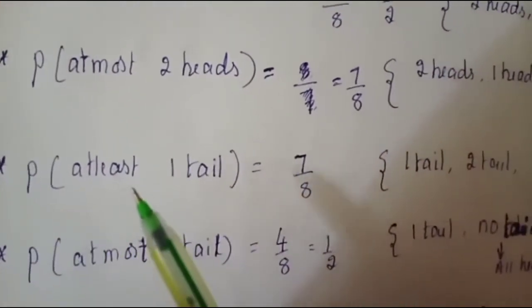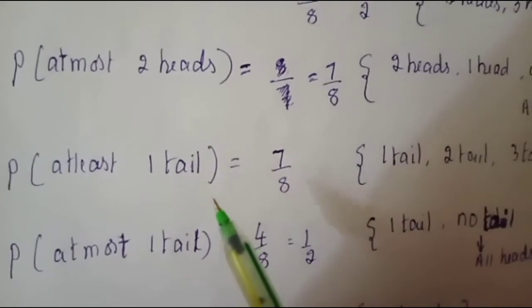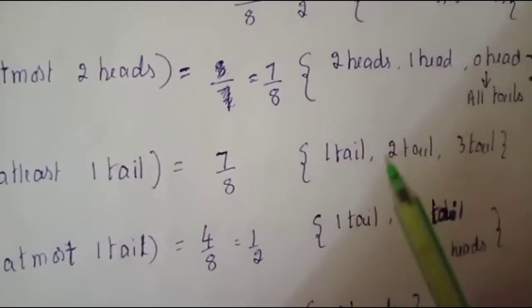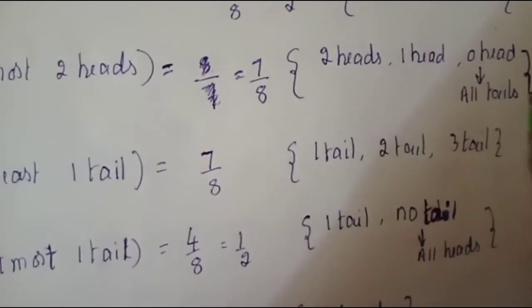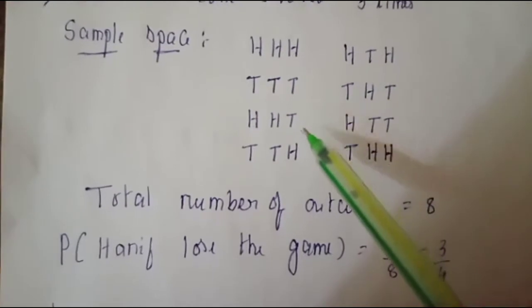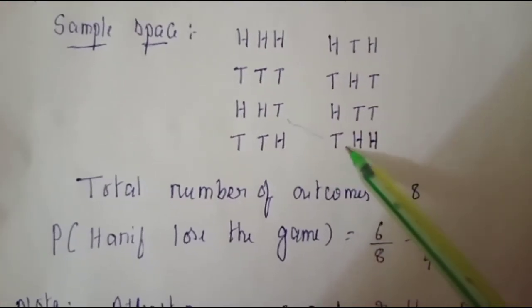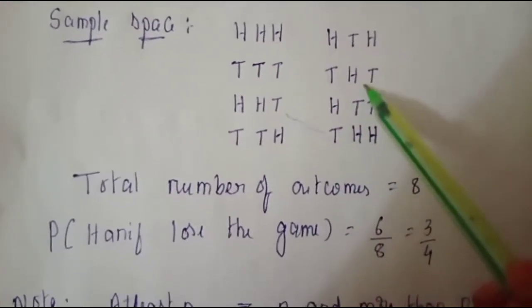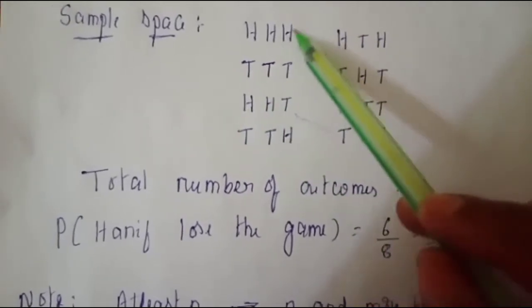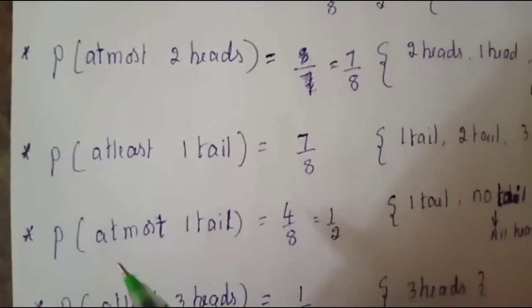Next, probability of at least 1 tail. What is the meaning of at least 1 tail? 1 tail and more than 1 tail. That is 2 tails, 3 tails. So if you concentrate here, 1 tail. 1 tail you can see, 1 tail, 2 tails. Here also 1 tail, 2 tails, 1 tail and 3 tails. Only this is not considered. That is 7 by 8.